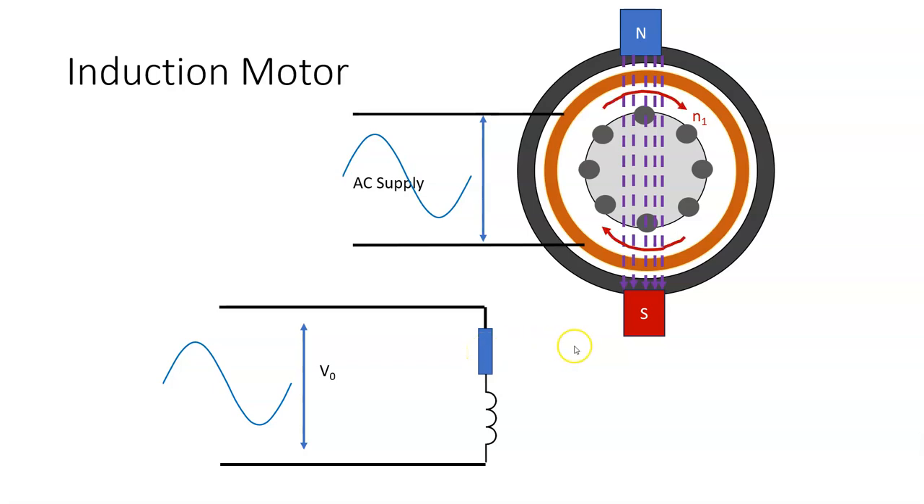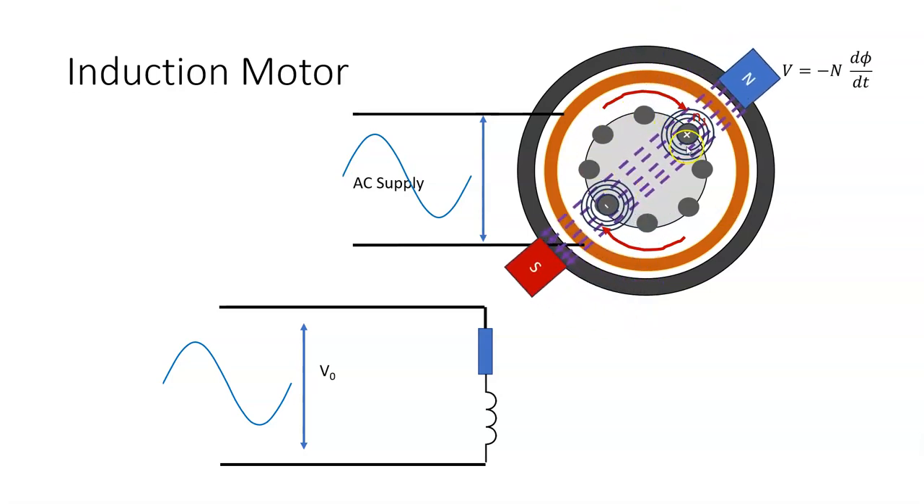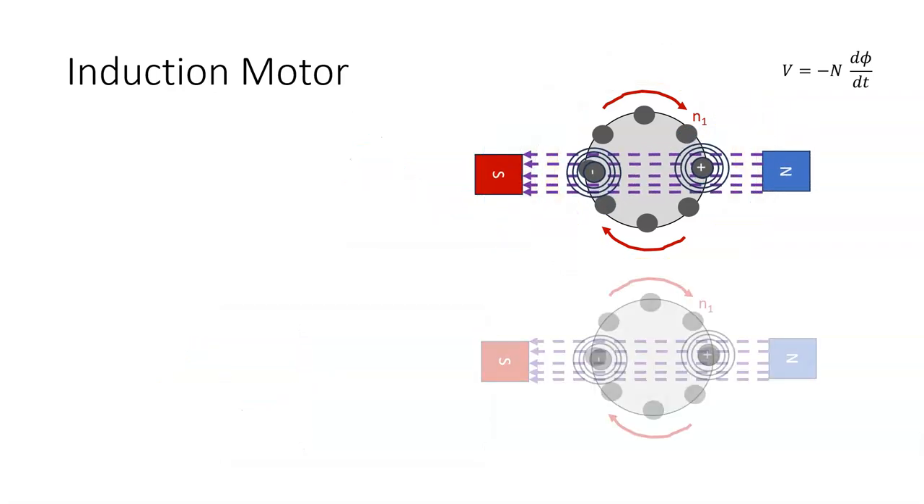Now, when the magnetic field rotates, the flux lines are cutting these conductors, and that will induce a voltage in the rotor. That voltage is proportional to the number of windings, first of all, and the rate at which we're cutting the flux lines. So as it moves around, the flux lines are cutting the different inductors and inducing a voltage.